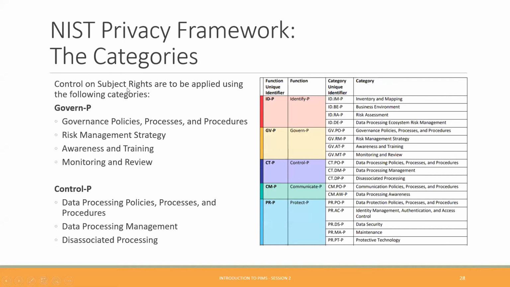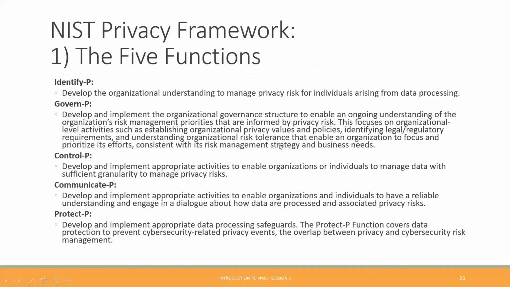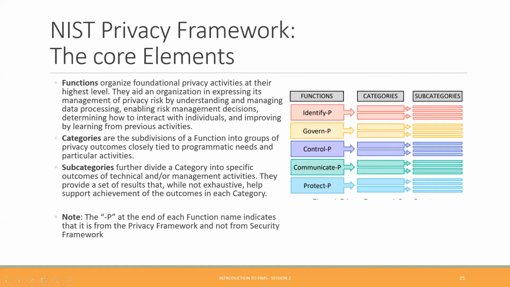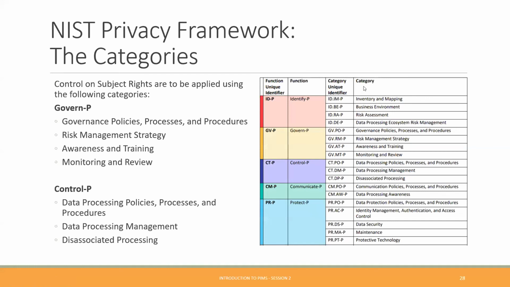So the categories, because we have seen here, if you look at this one, we have this function, categories and subcategories. What is the meaning of that? That's what we are trying to see here. So the function is going to be the one that we have, and then you will be having a category. So when I say identify, I'm going to identify inventory and mapping, identify business environment, identify risk assessment, identification related to data processing. So you are going to categorize that. There are going to be multiple categories related to that one.